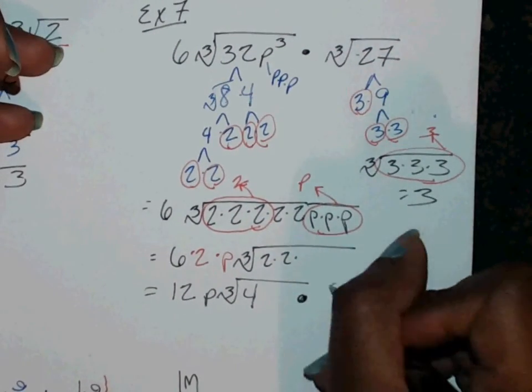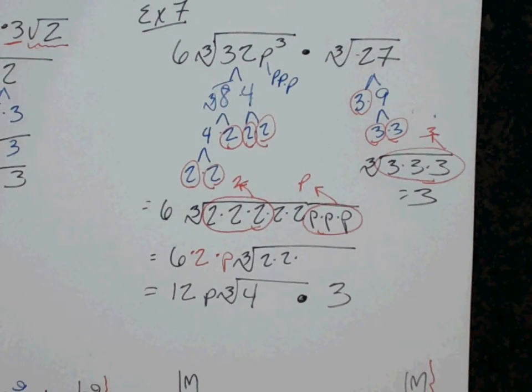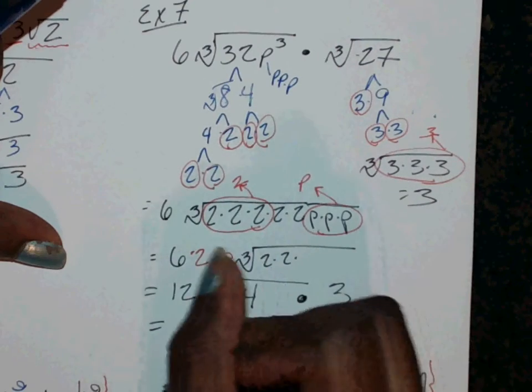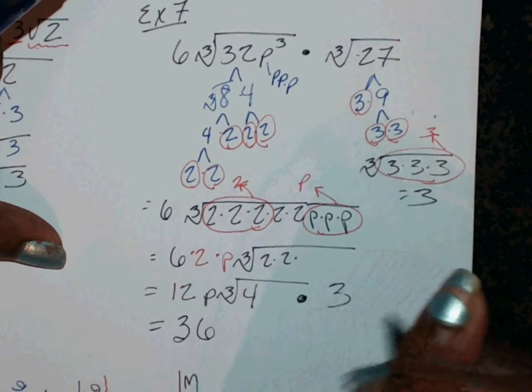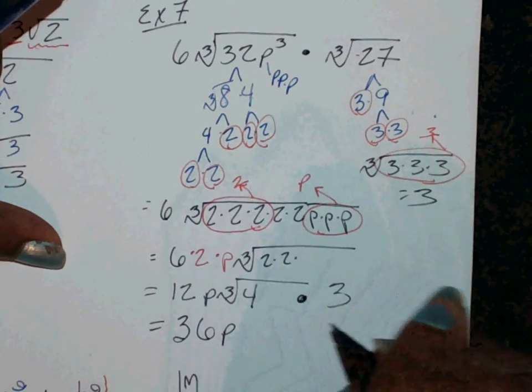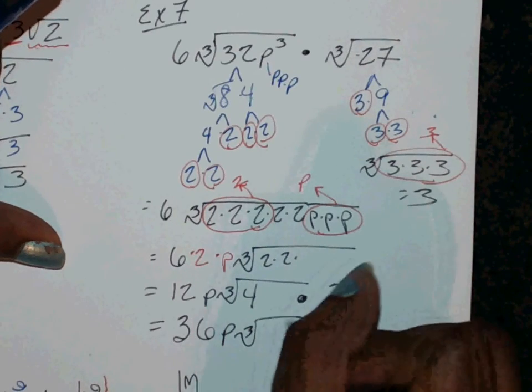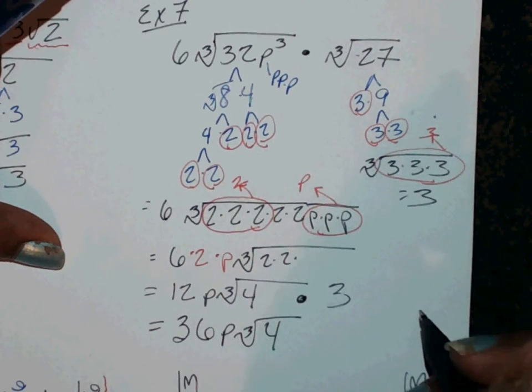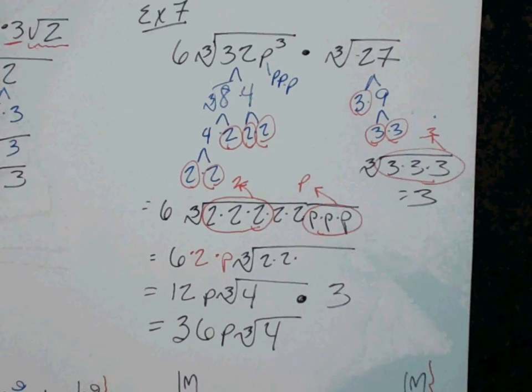So I'm multiplying this by 3. 12 times 3, 36. I still have that P there. And I still have the cube root of 4. This didn't have anything. If it had something afterwards, I'd multiply them together. And then I'd simplify that even more. But this is my answer. If you can do this one, you're awesome. So here you go. What you need to do is rework every single one of these problems and see if you can get to the answers we just went over.